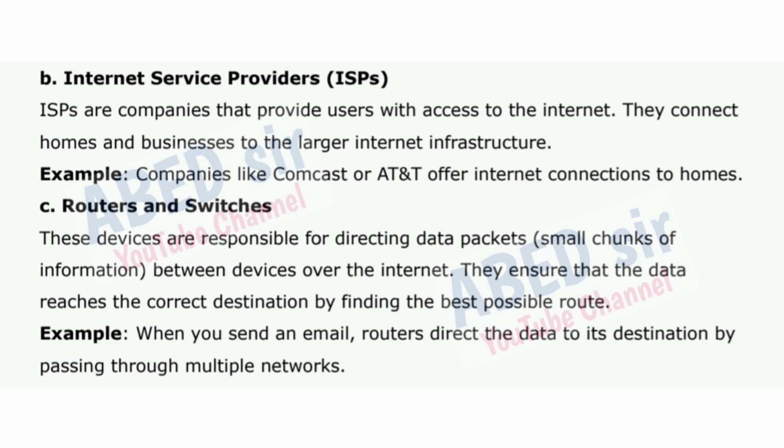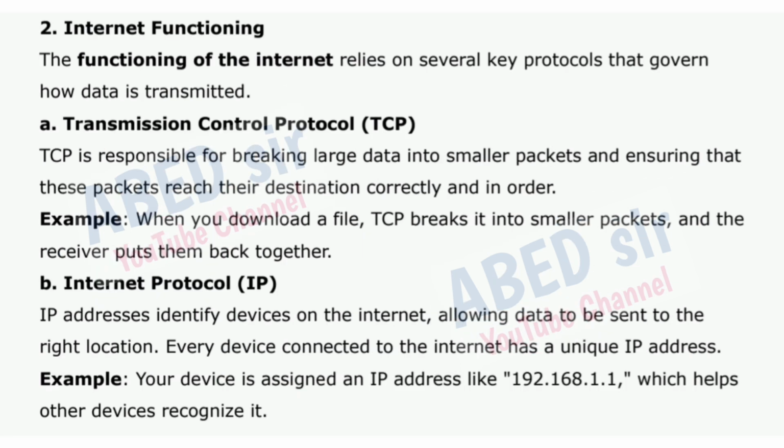C. Routers and switches. These devices are responsible for directing data packets, small chunks of information, between devices over the internet. They ensure that the data reaches the correct destination by finding the best possible route. Example: when you send an email, routers direct the data to its destination by passing through multiple networks. 2. Internet functioning. The functioning of the internet relies on several key protocols that govern how data is transmitted.